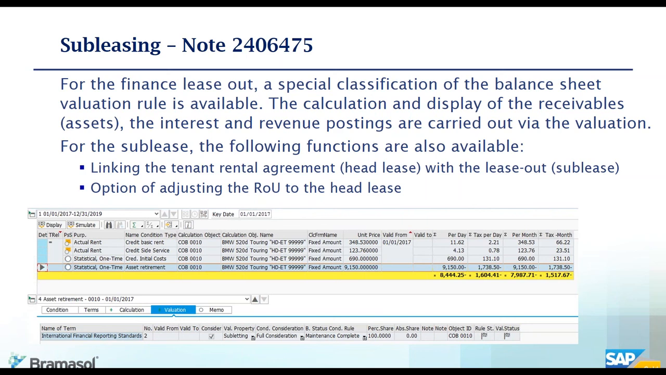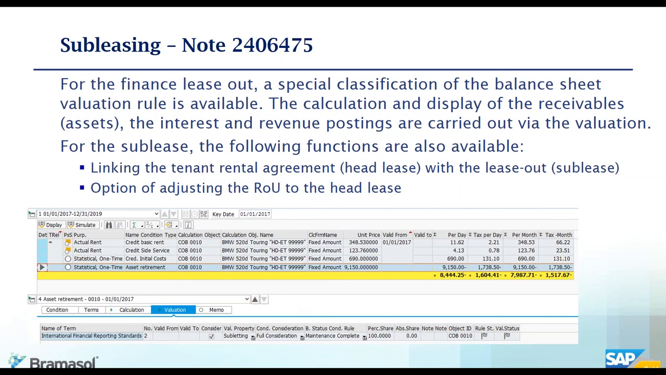If you see this little screen inset here, there's a line that's highlighted called statistical one-time asset retirement. This is essentially the sublease amount that you'll receive, and it reduces the lease amount. So while it doesn't generate any kind of payment, it reduces the right of use asset by the sublease amount, and of course, all the additional entries. So you'll see on the asset master the initial valuation and it being reduced by this sublease.